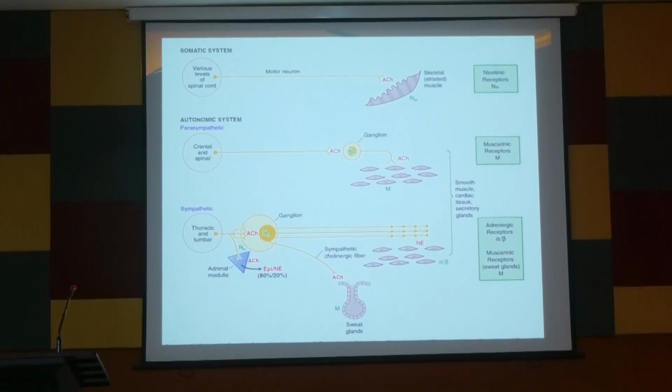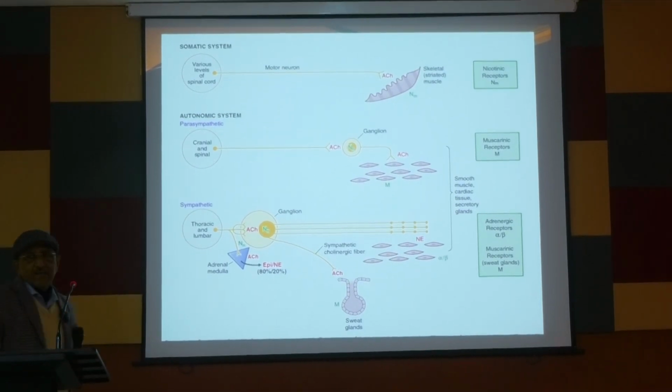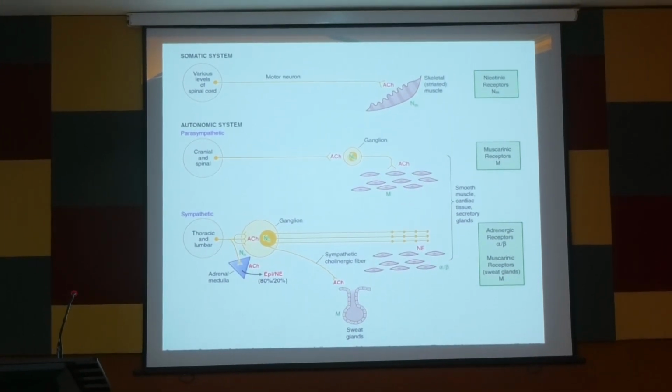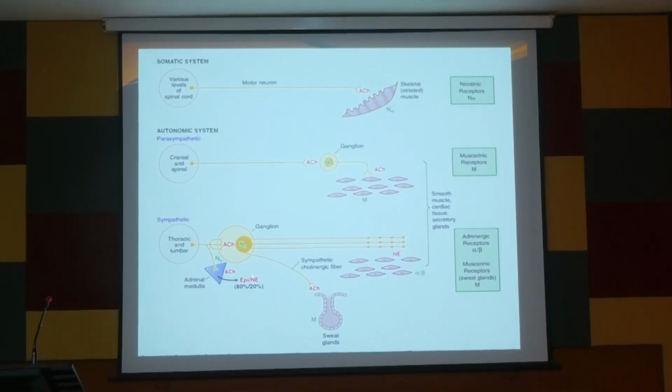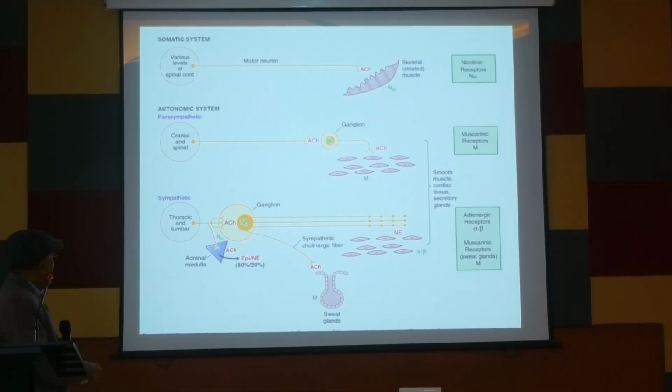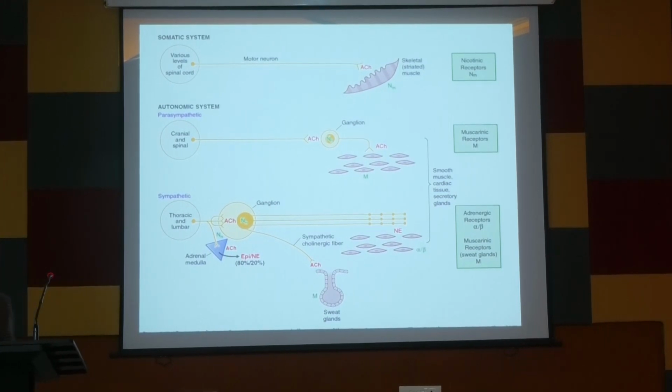Now, norepinephrine, what are the sites? It is the postganglionic sympathetic nerve ending, excepting those supplying the sweat gland. You can see here the postganglionic sympathetic nerve ending, acetylcholine is the neurotransmitter, and also in the adrenal medulla. So now, these you all know.